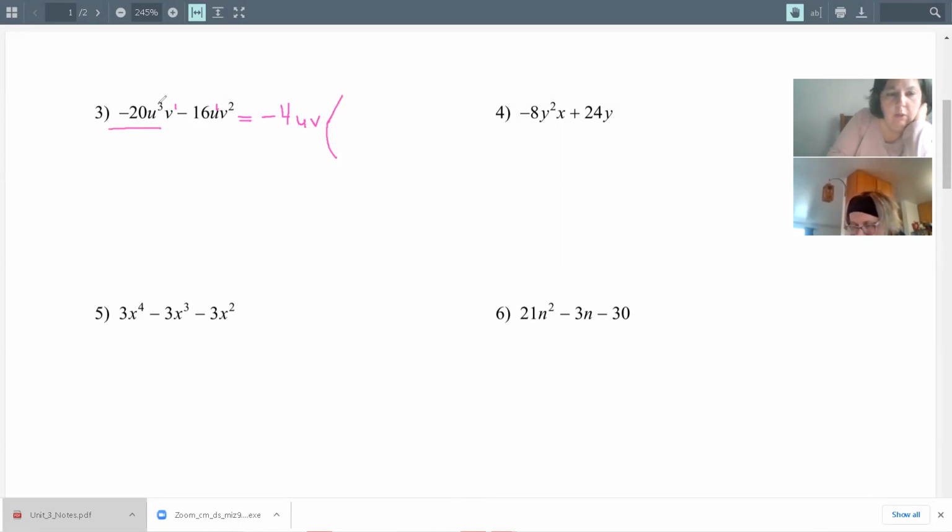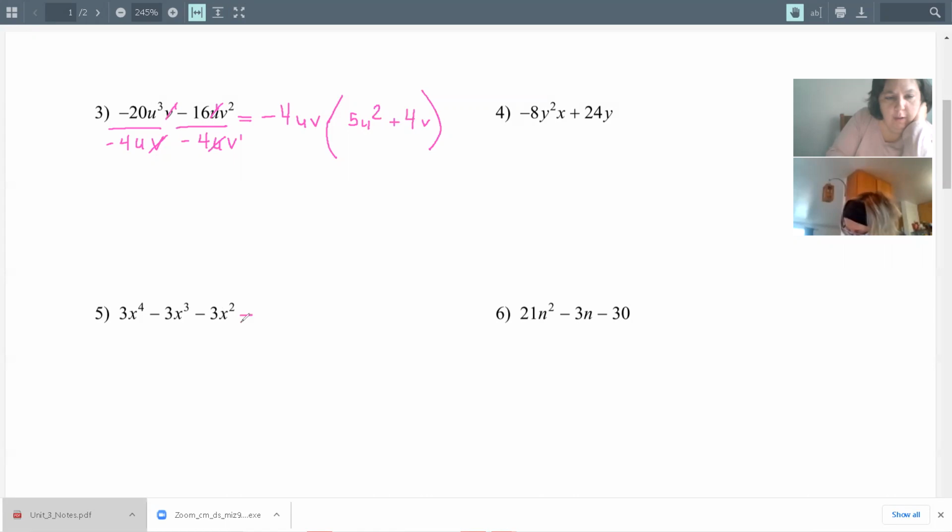Negative 20 U cubed V divided by negative 4 UV is a positive 5 U squared, and V divided by V divides out to a 1. Negative 16 divided by negative 4 UV gives you a plus 4. U divided by U divides out to a 1. V squared divided by V is V to the power of 1. And that is your final answer for question 3.